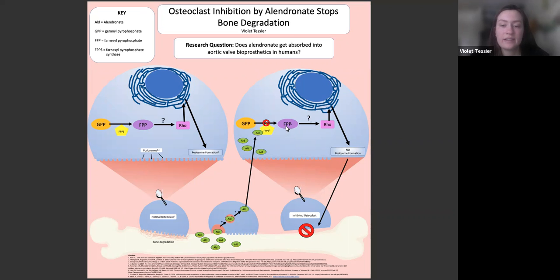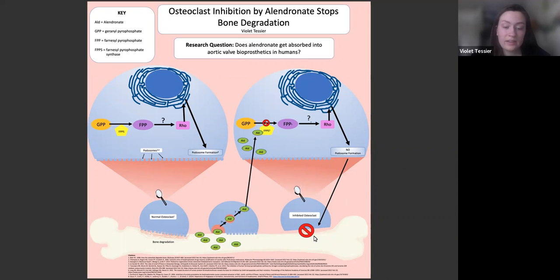So since FPP, farnesyl pyrophosphate, is not activated, it won't activate or deactivate Rho, since we don't know what this step is. And ultimately, there are no proteasomes formed, as you can see here. It's just representing that they aren't formed. Usually they would be along here. Once they're not formed, the proteasomes are not there to attach the osteoclast to the bone matrix, and it cannot degrade the bone and bone matrix.